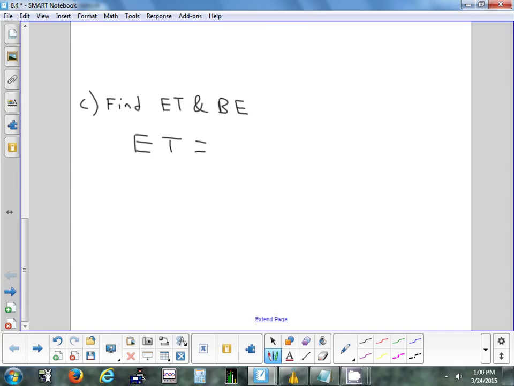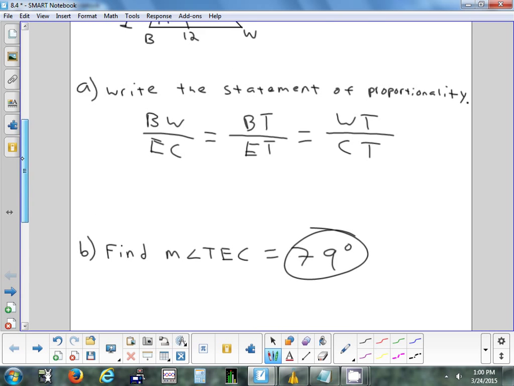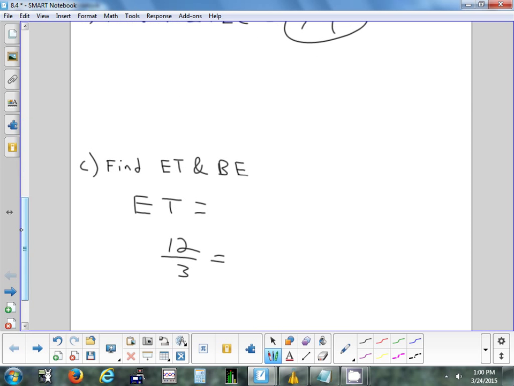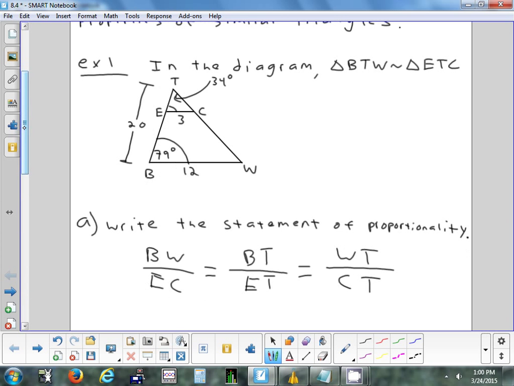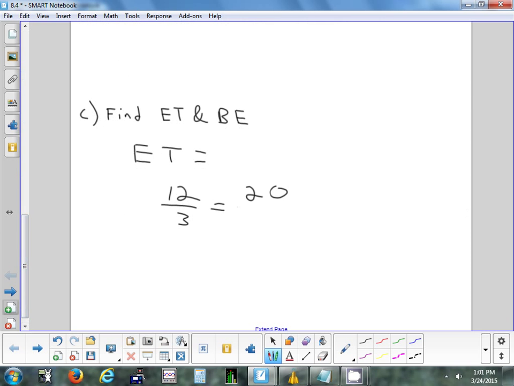Okay, so we'll put the answer up here in a second. All right, so we got 12 over 3. Now look for the fraction that has the ET in it, the one in the middle. Do we know BT? 20. Yeah, BT is 20. How about ET? No, we don't know yet. Right, that's the side we don't know. It can be figured out.